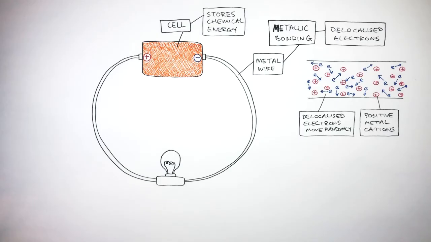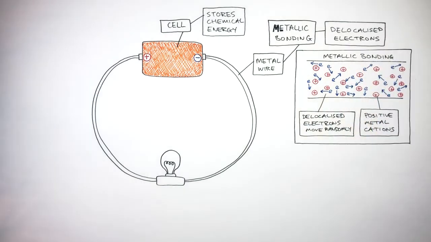So now you can really understand how metallic bonding explains what an electric current is. Let's now focus on what actually happens in the electric current. So we know the cell stores chemical energy. Electrons are repelled by the negative terminal through the metal wire in one direction.